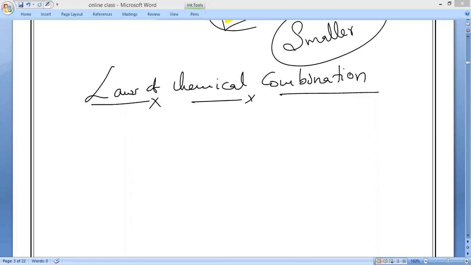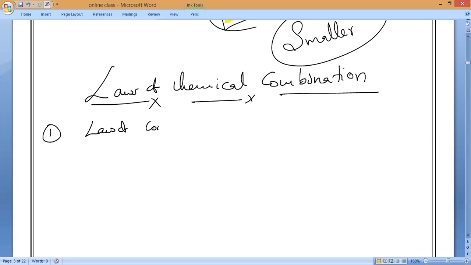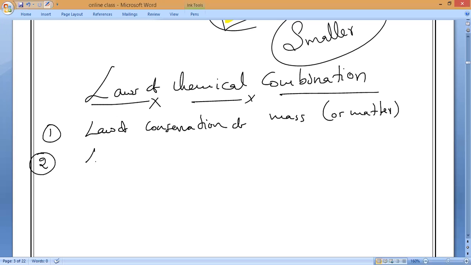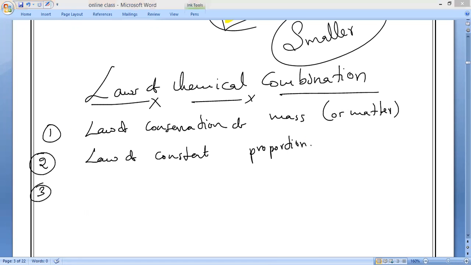The first one, which we'll study in class 9, is the law of conservation of mass. What is the first law, everybody? Law of conservation of mass, or we can say matter. Even in class 11th you will study this one again. Next, the second one is the law of constant proportion. Most important law. Then the third one, which we will study in class 11th, is the law of multiple proportion.